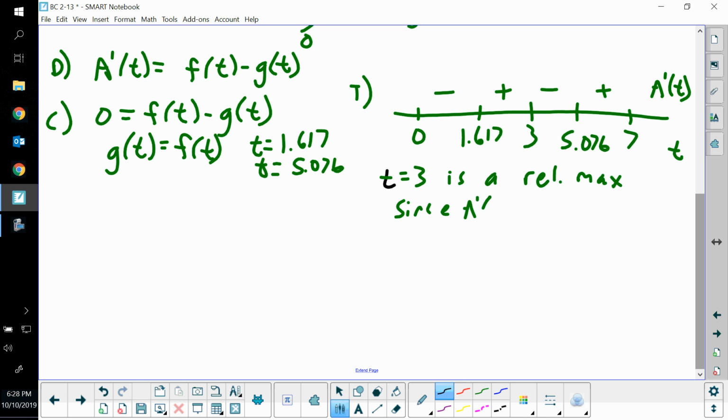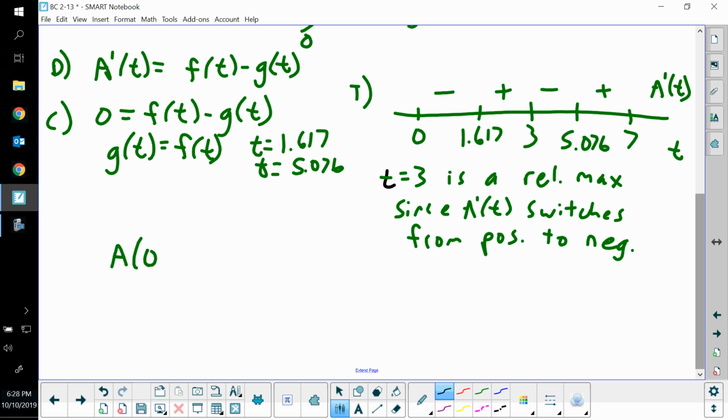So we would say t equals 3 is a relative max since A prime of t switches from positive to negative. Well, keep in mind we had a closed interval, so we have to check our endpoints as well as that relative max that we just found.